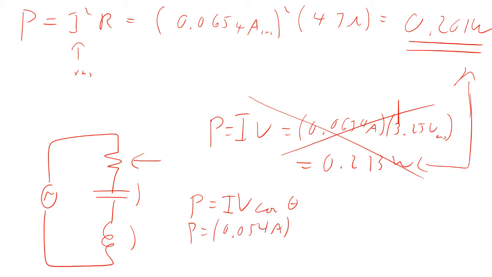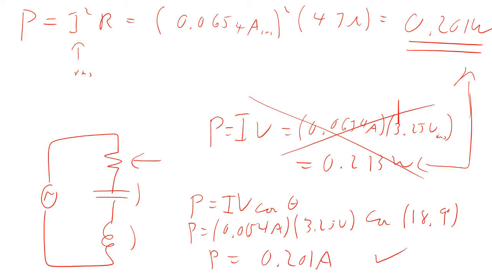So the power is going to be 0.0654 amps times 3.25 volts times the cosine of 18.9 degrees. Again, it's cosine, so it doesn't matter if it's plus or minus. If you do that, what you come up with is 0.201 watts, and that actually matches the power that is dissipated. So that sounds like it's working just fine.